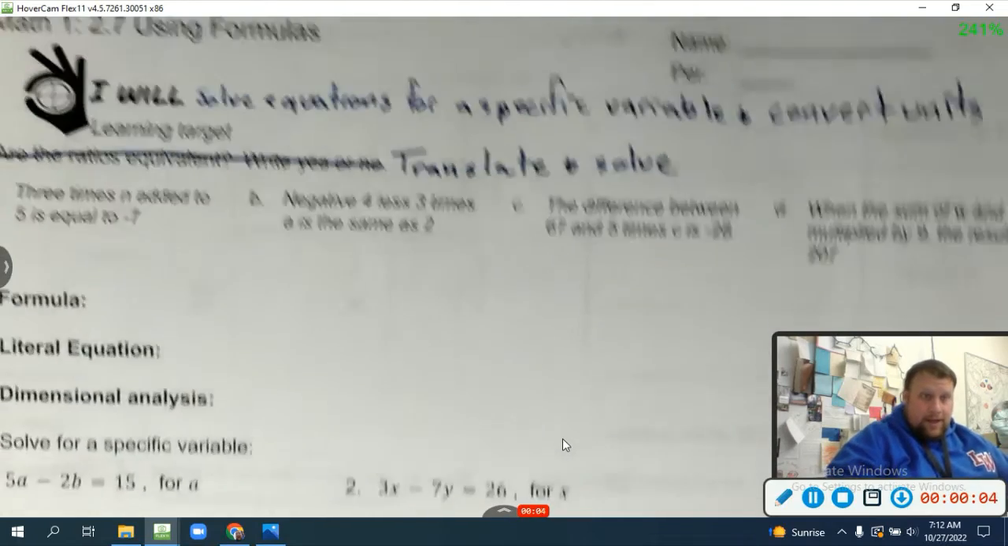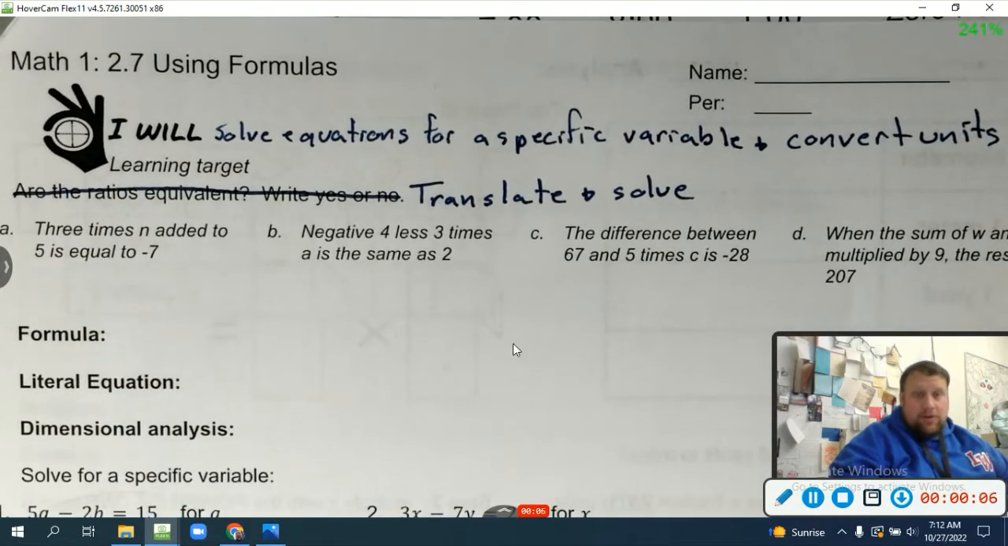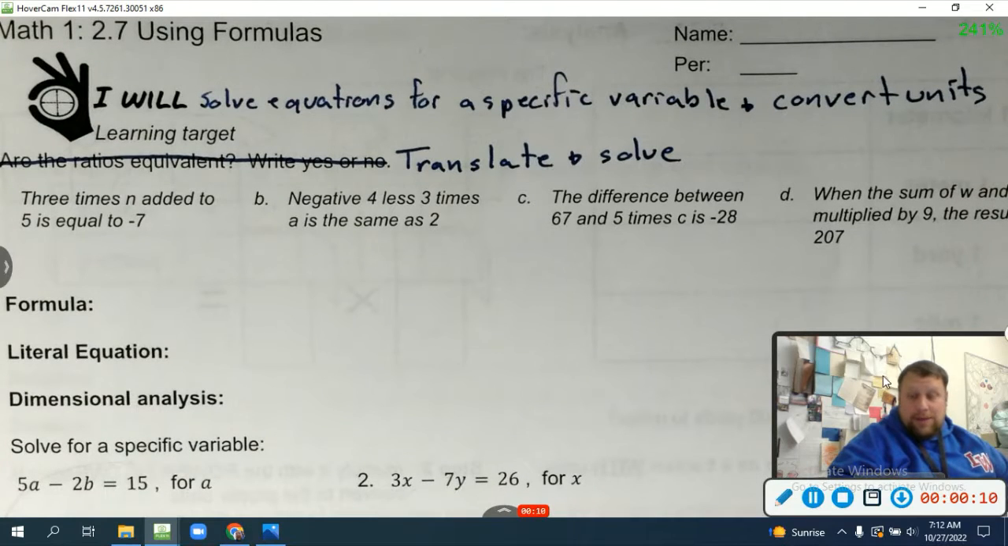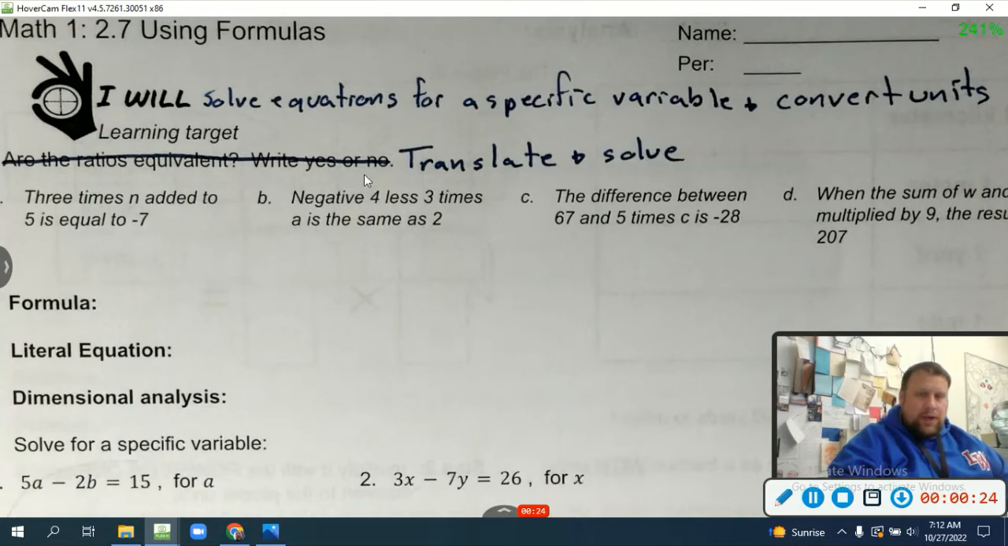All right, let's get into this. This is 2.7, using formulas, and it's going to be amazing. So just keep that in mind. I know I got my picture down here. It's because I want to do some work up here. Today I will solve equations for a specific variable and convert units, translate these verbal expressions to equations, and solve them. Ready, set, go.